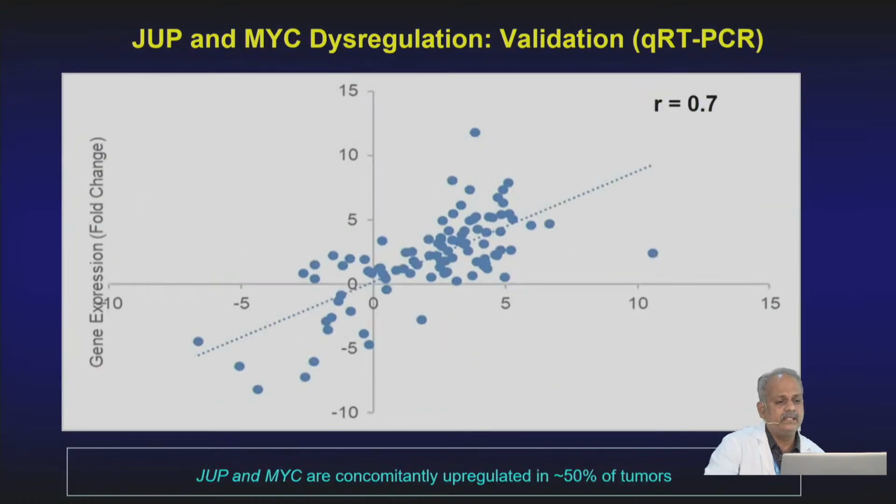Now, we have looked at the gamma catenin and MYC dysregulation in upward of 100 tumors of Indian ethnicity, and we see that there was a very strong correlation, that is, wherever JUP was upregulated, the MYC also was upregulated, and it comprised almost around 50% of the tumors.